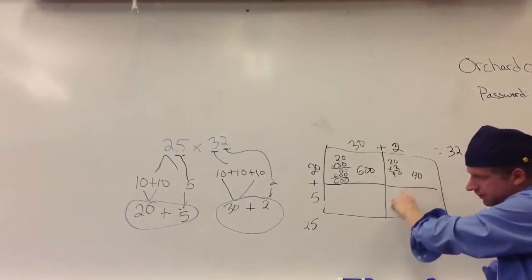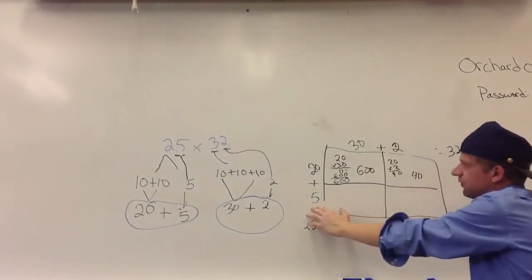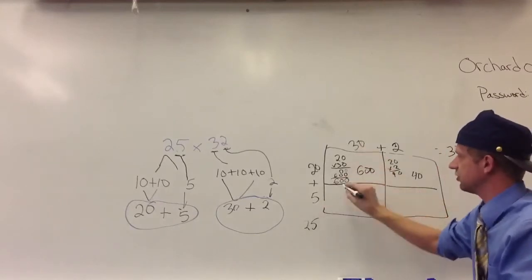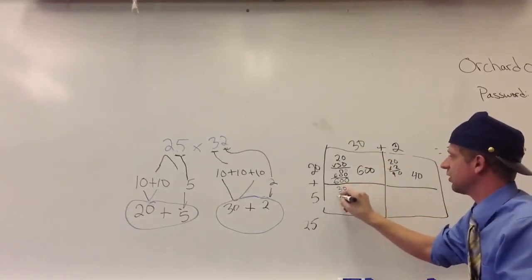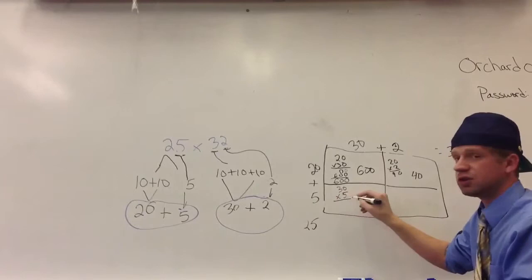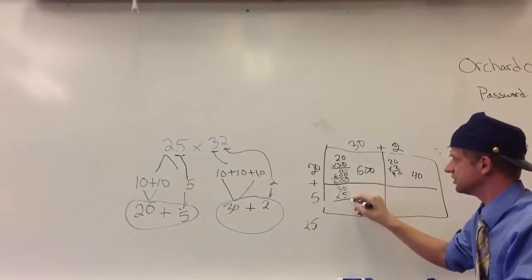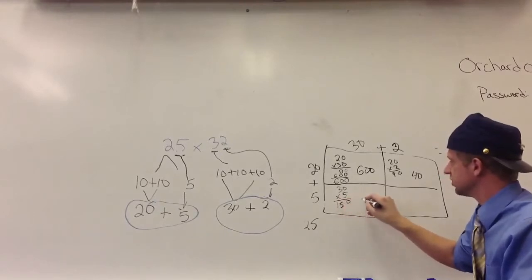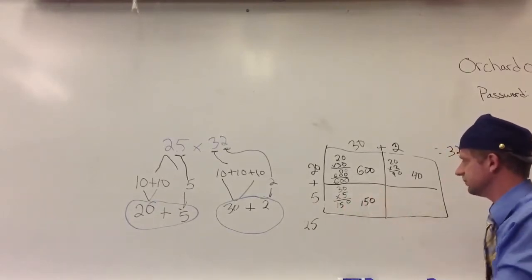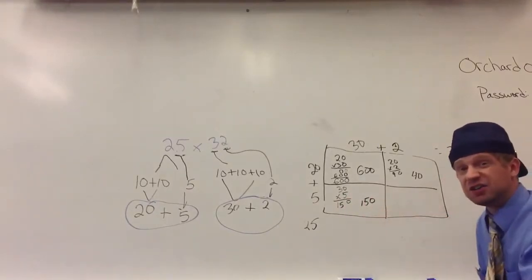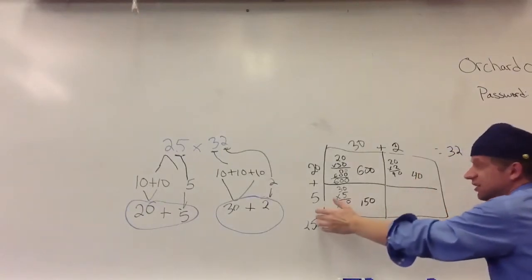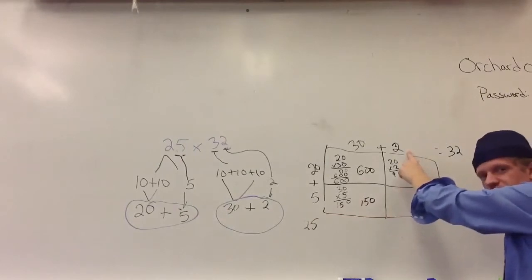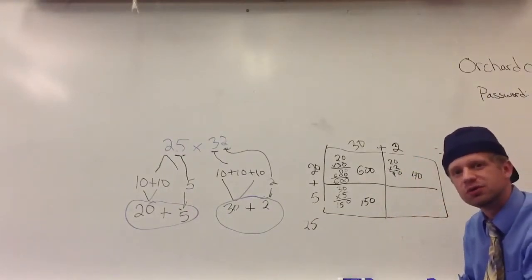Now I move down here, and I go 5 times 30. And I'm going to work that out using the algorithm way as well, even though a lot of you can probably work that out in your head. 5 times 0 is 0. 5 times 3 is 15. So I got 150. Now we're finally on the last box. And this is a tough one. It's a hard one. 5 times 2. What does 5 times 2 equal? It equals 10.